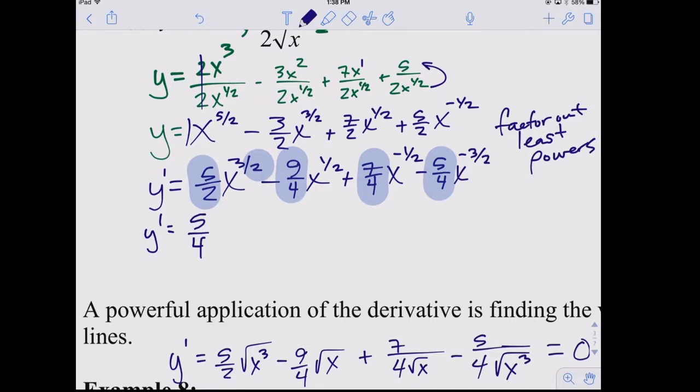So we look for the magnitude of the coefficients. But when we're looking at the x's, we actually look at the exponent itself. Which exponent is the smallest, including positive or negative? Negative 3/2. Good. Negative 3/2 is the smallest exponent we have. Okay? We are then going to factor out that least power, which is negative 3/2.